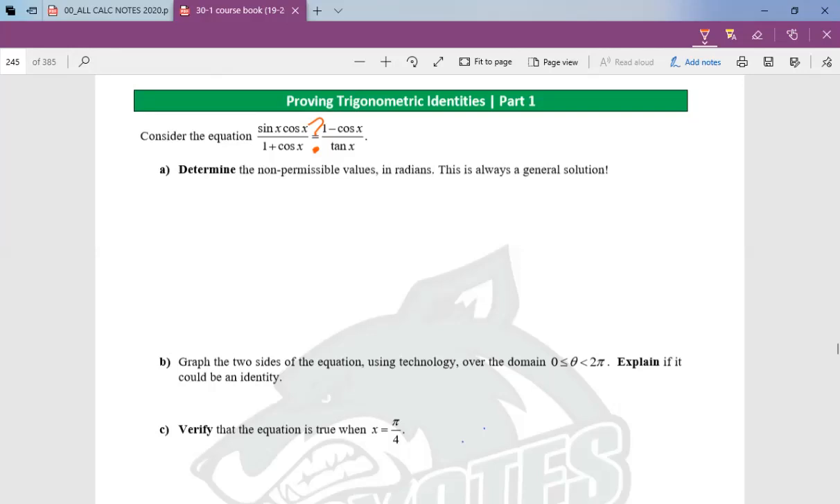This is a true statement. So you won't be asked to prove or to verify something that isn't true. You'll only be asked to show something that is true in this course.